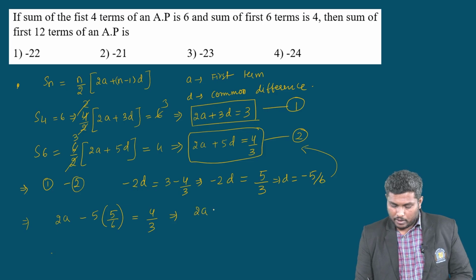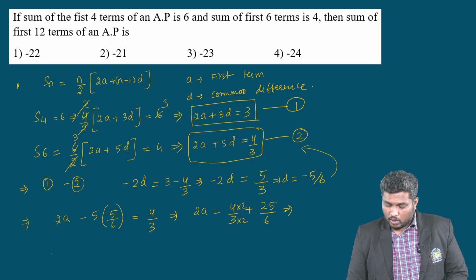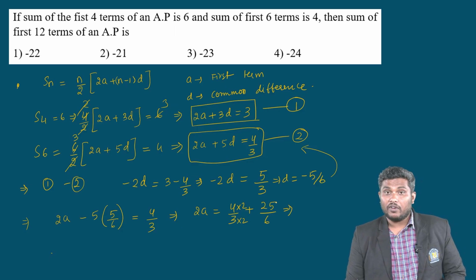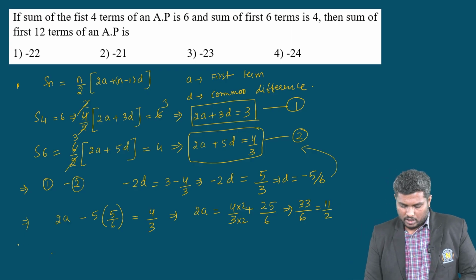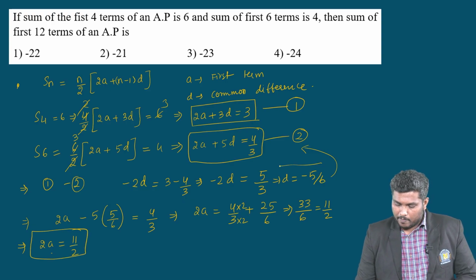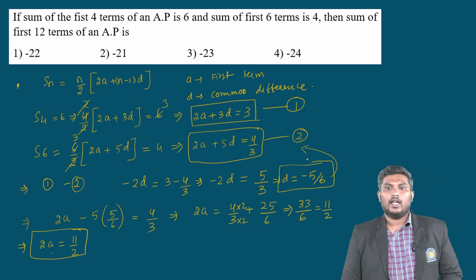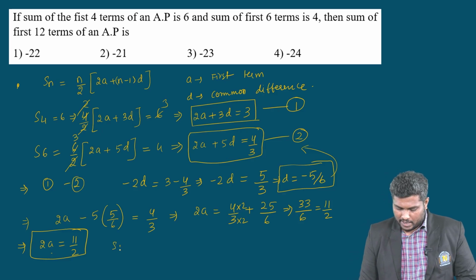So 2a is equal to 4 by 3 plus 25 by 6. So I'm going to simplify this. What I'm going to get is 8 plus 25 is 33, 33 by 6, which is 11 by 2. So guys, the value of 2a is 11 by 2 and d being minus 5 by 6, and the question asked here is the sum of the first 12 terms of an AP, which is S12.